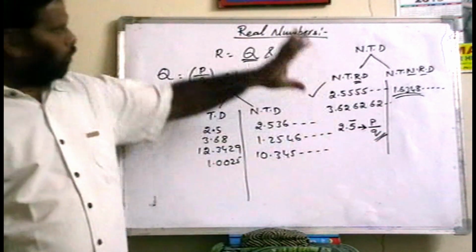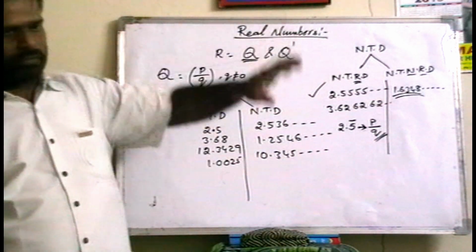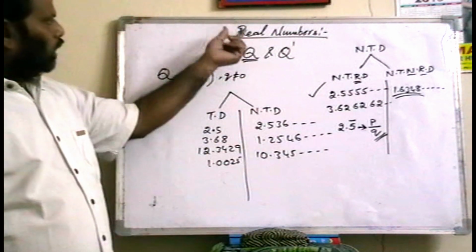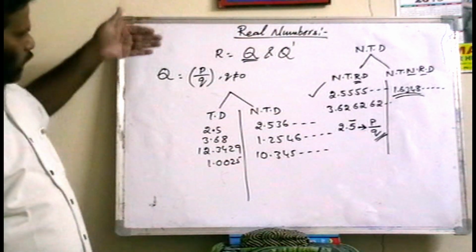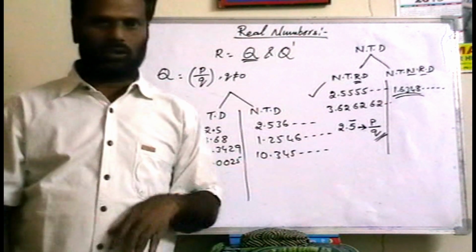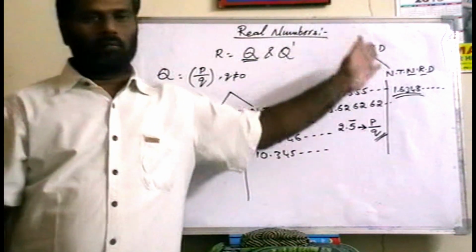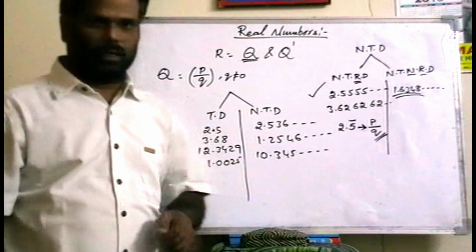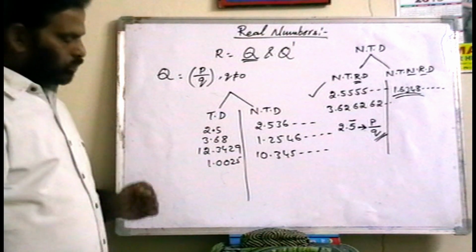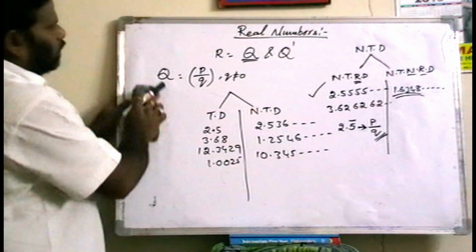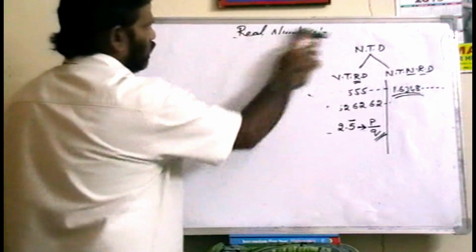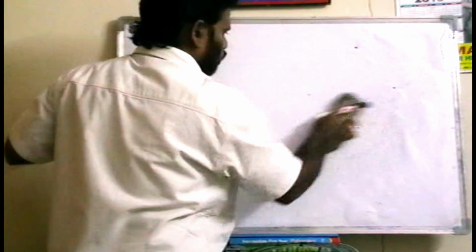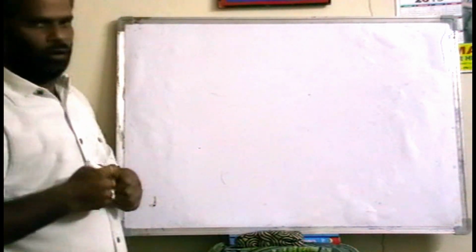So that is the main topic, real numbers. Real numbers means only rational and irrational numbers. A rational number is a number which can be written in the form of p by q, but an irrational number is a number which cannot be written in the form of p by q. Right? Now the next topic is division algorithm.